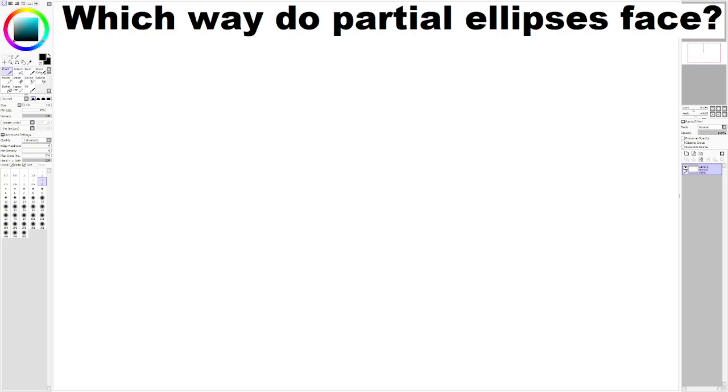Hello. Today I wanted to talk about the ways that partial ellipses face. So, if you're familiar with any of the times that I draw ellipses, more often than not I will draw them as completed. Well, more completed in that example. But sometimes I will also use ellipses in a partial way.